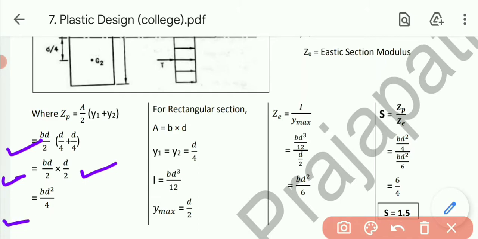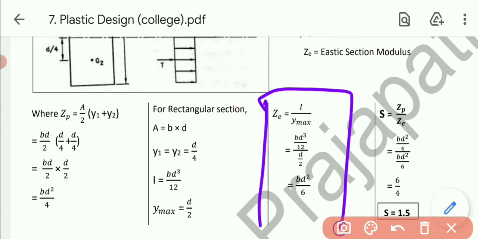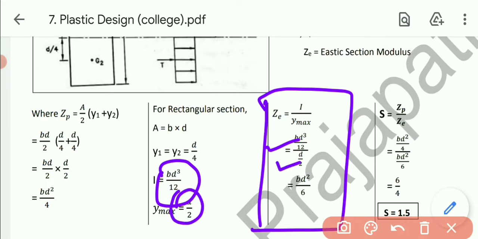So ultimately let's solve this one. So ultimately we will get BD square by 4. So this is the value of the Zp. Now talking about Ze, the formula stands for I by Y max, MI upon CG. Talking about MI, BD cube by 12. Talking about CG, d by 2. So simplifying this one, we will get BD square by 6.